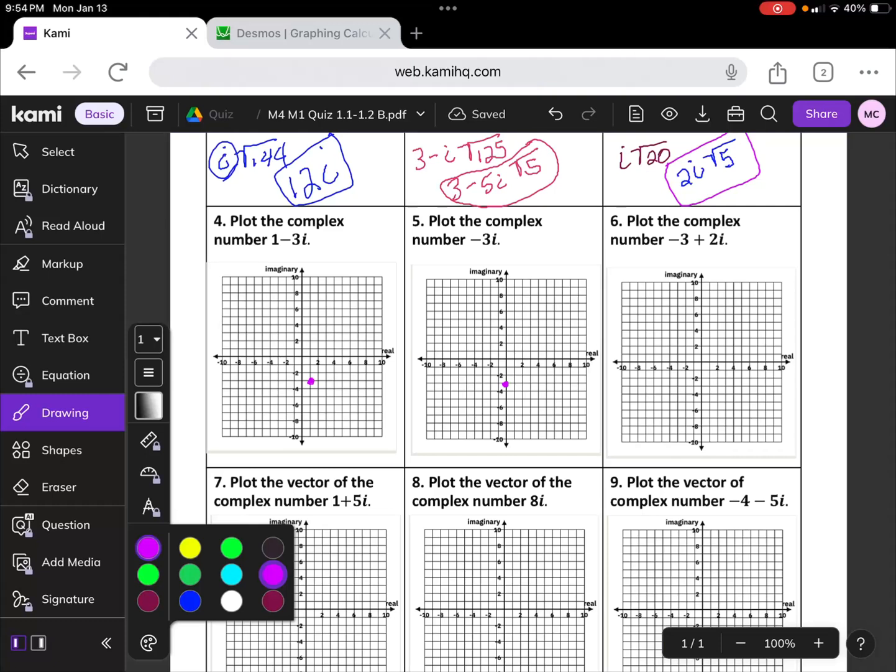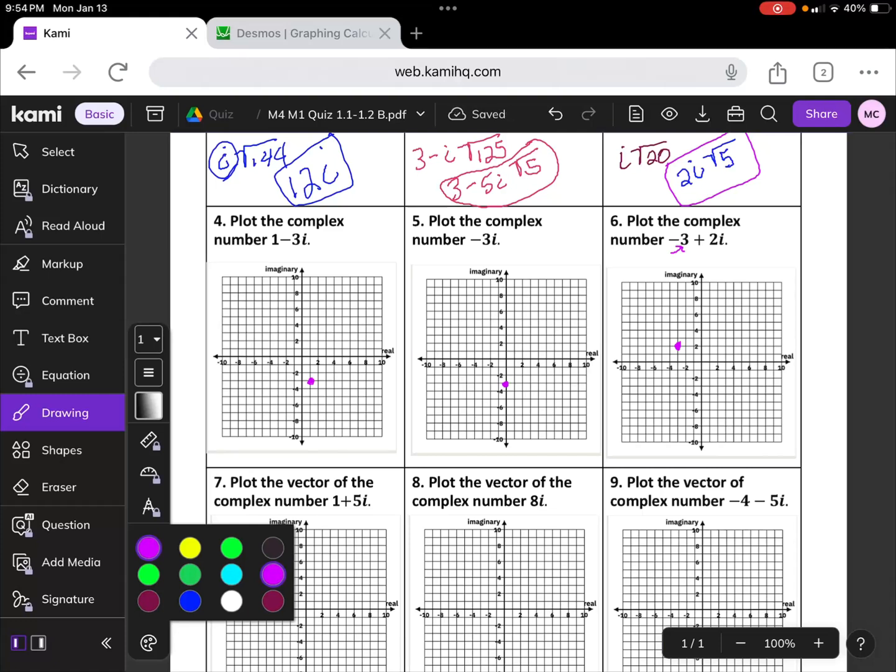Then you have, on number 6, a negative 3 plus 2i. So again, our real is negative 3, so we go over to the negative 3, and we're going to go up to the 2i because it is positive. And so there would be our point. Now that is just plotting complex numbers.